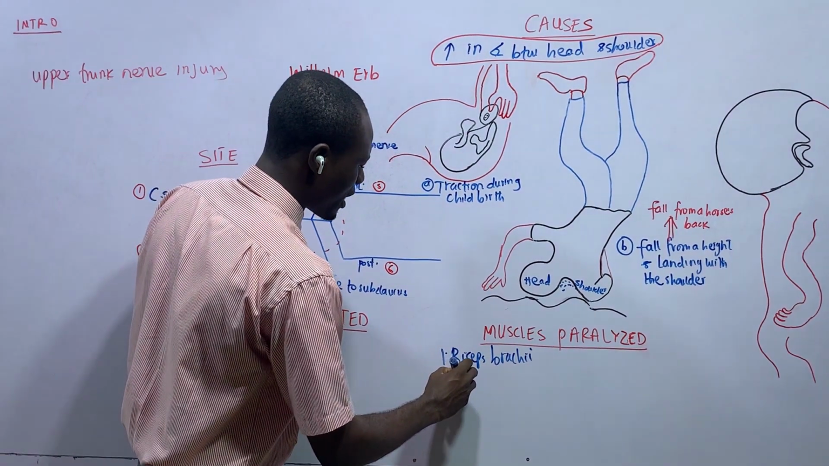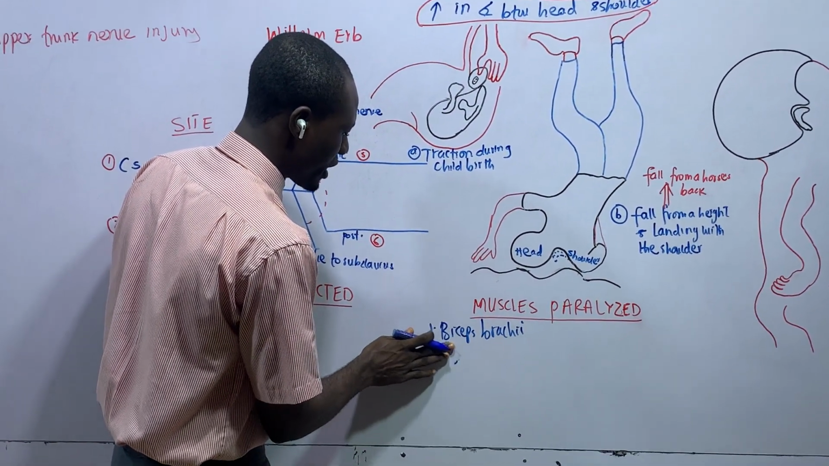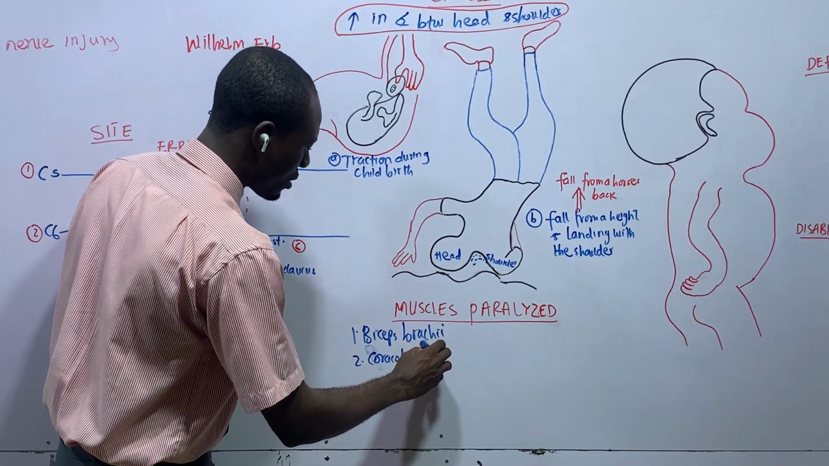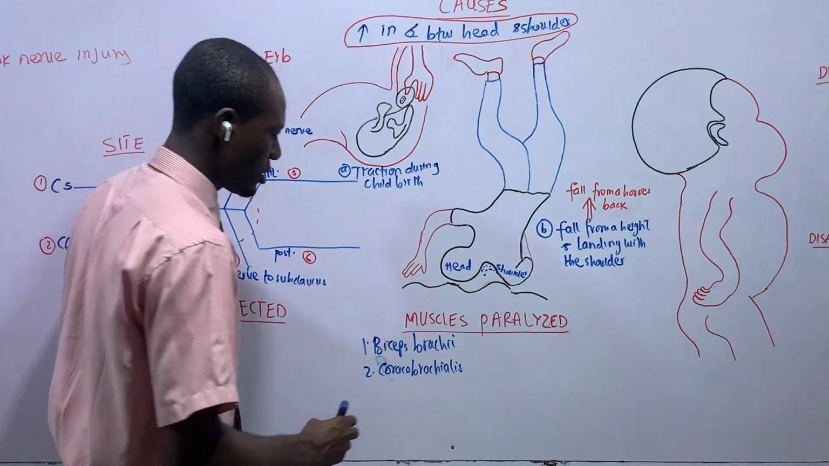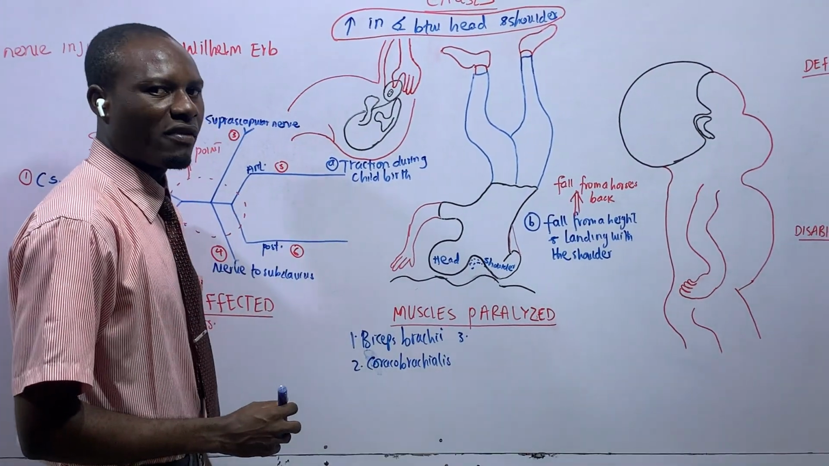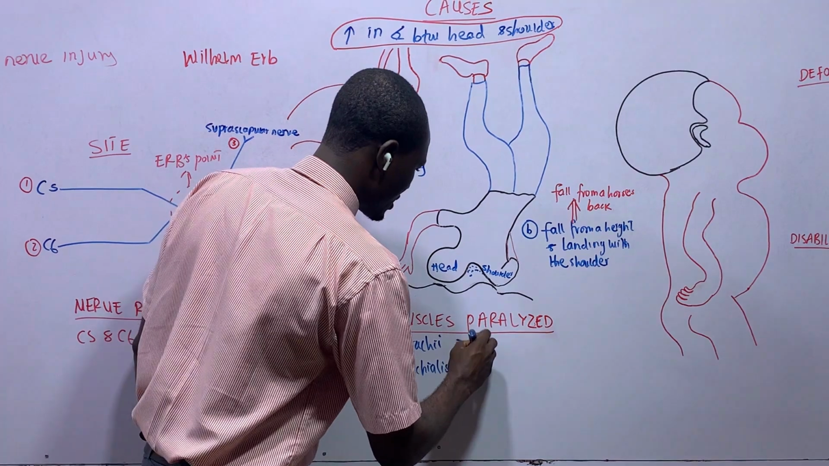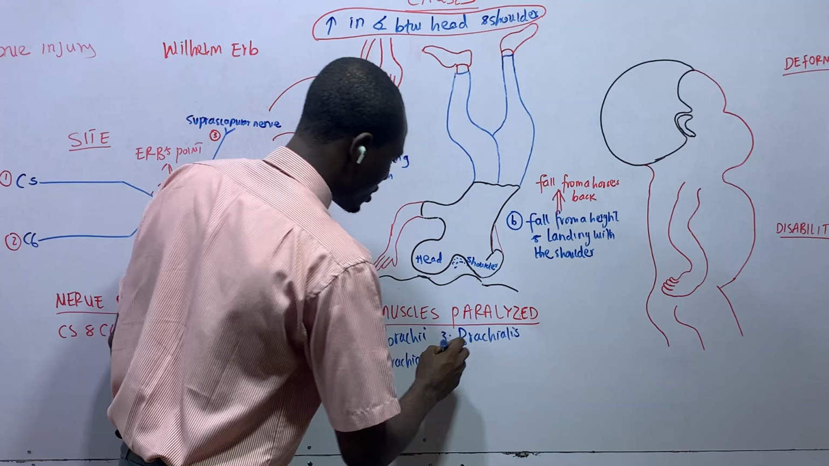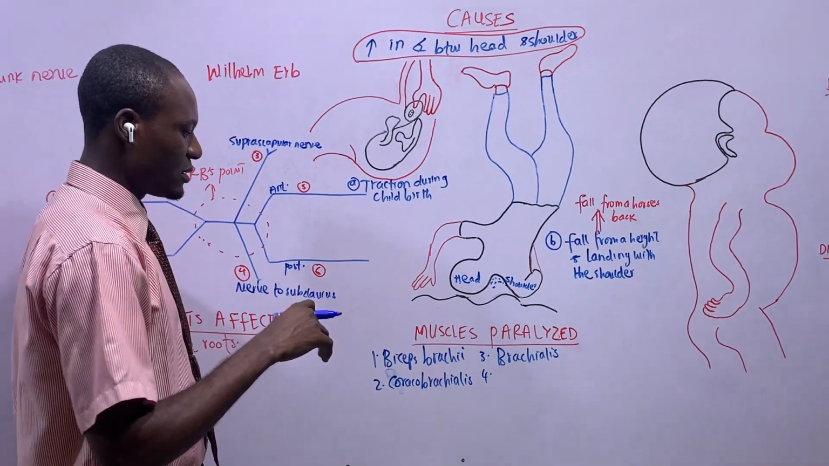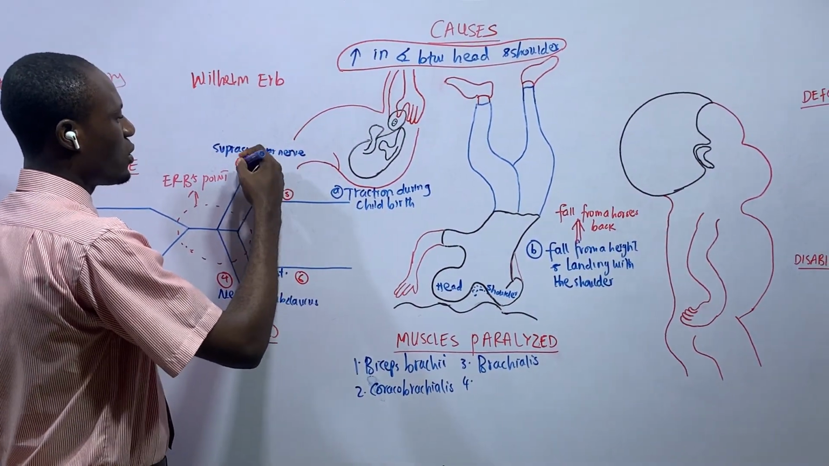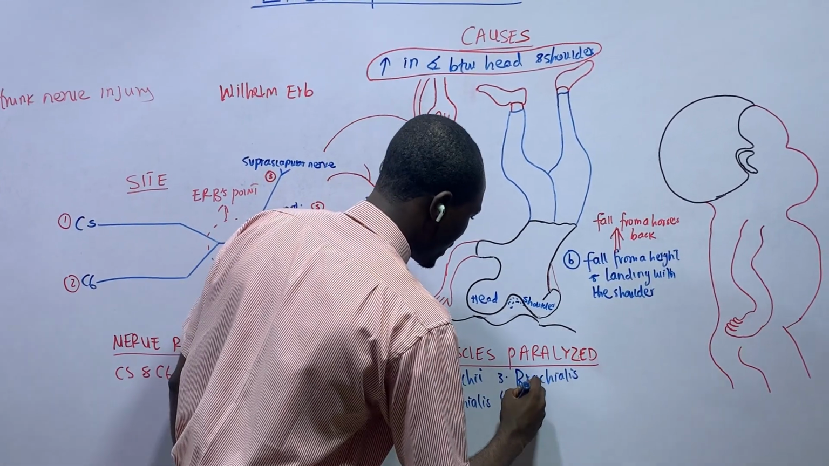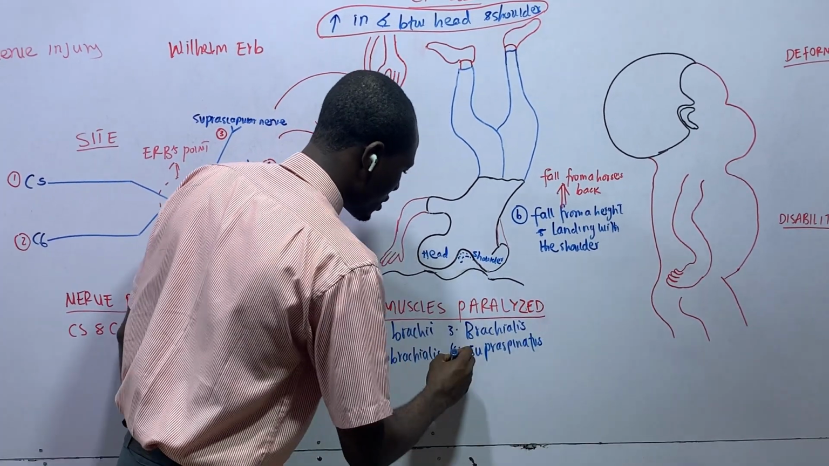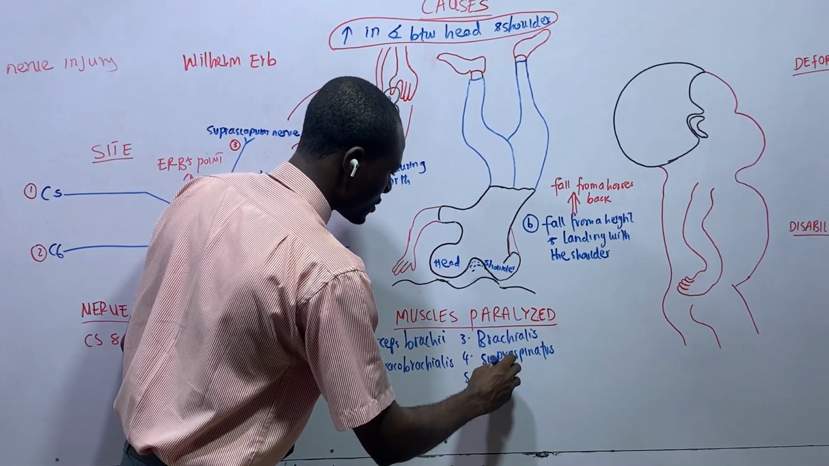Okay, so we also have the coracobrachialis. Another muscle that will be affected is the brachialis. Partly supraspinatus and infraspinatus, because the suprascapular nerve goes at this point. So the supraspinatus, the infraspinatus muscle.